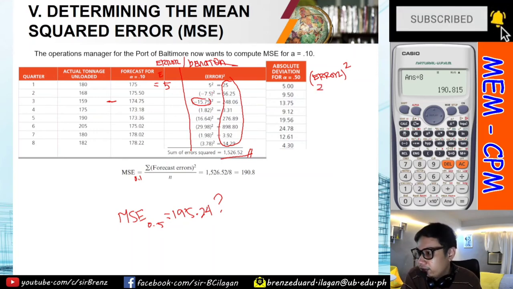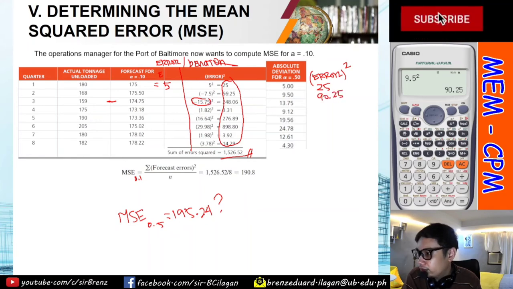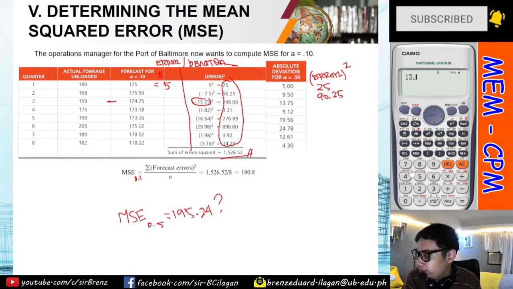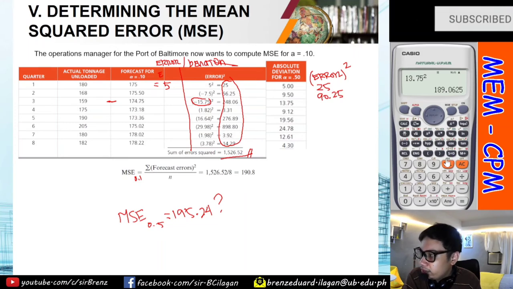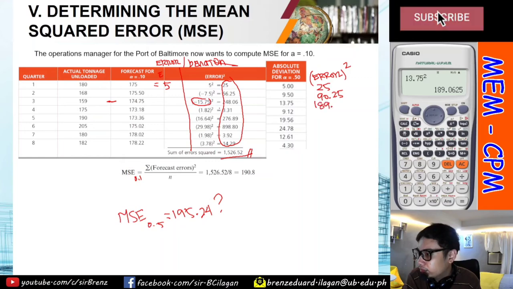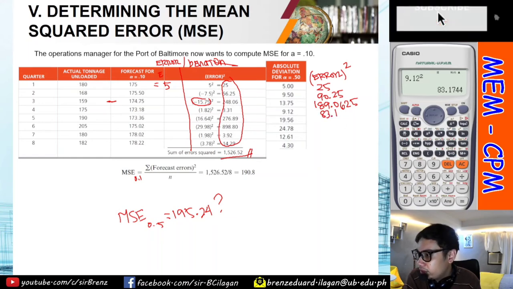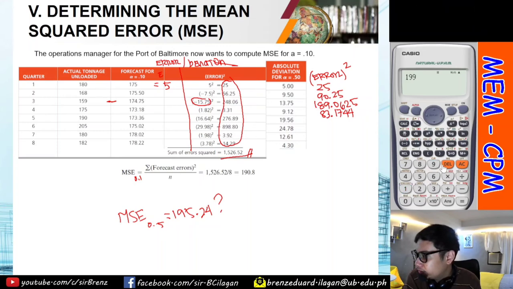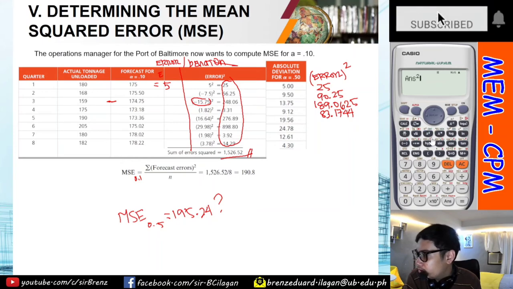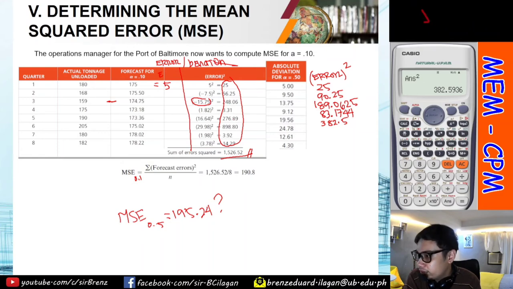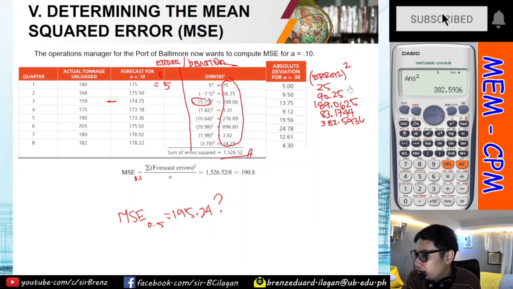Okay, so, squared mo lang to. So, this is 25. 9.5 squared. So, this is 90.25. We have also 13.75. So that is 189.0625. Tapos 9.12 squared. So that is 83.1744. And then we have also 19.56 squared. So 382.5936.